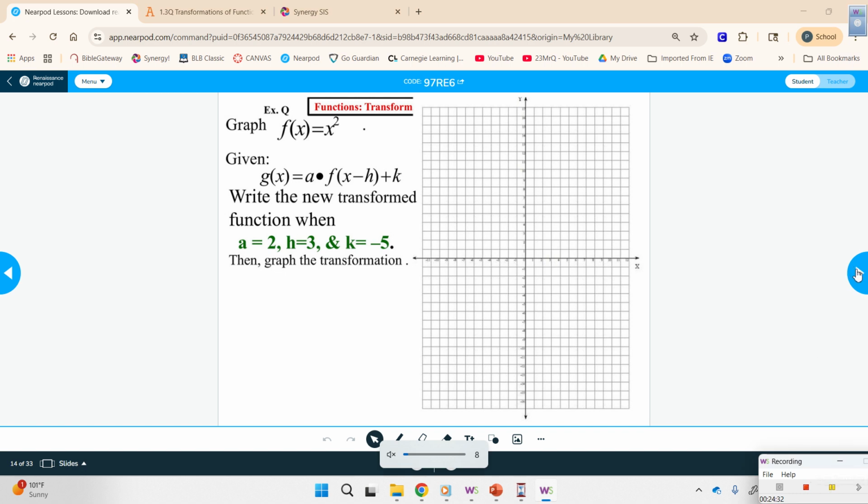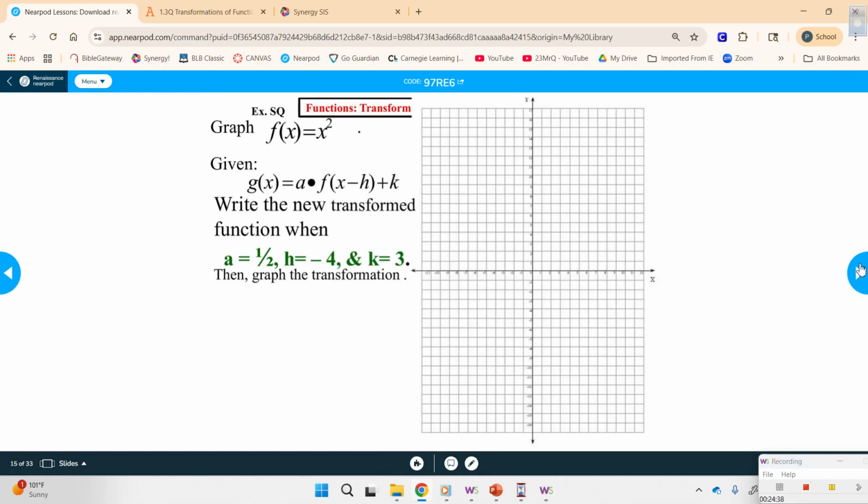Here goes. Let's go to the next one. Go to the next coordinate plane. Let's do it again. Copy this one. It says, example super Q, graph f of x equals x squared, given g of x equals a times f of x minus h plus k. Write the new transform function given a equals 1/2, h equals -4, and k equals 3, then graph the transformation. Copy that first. I'll give you some time.